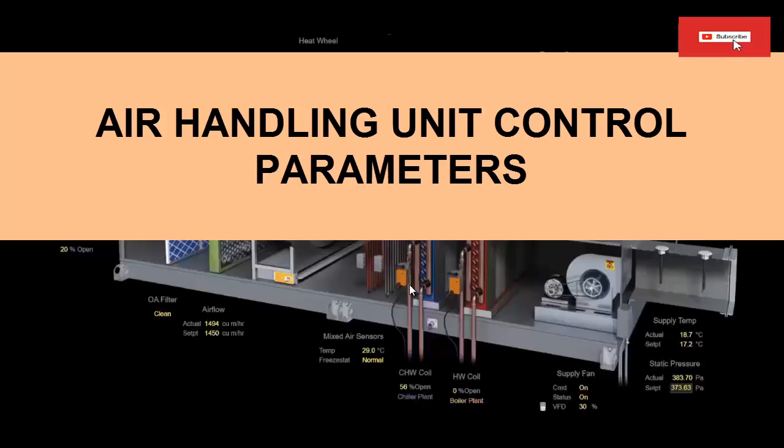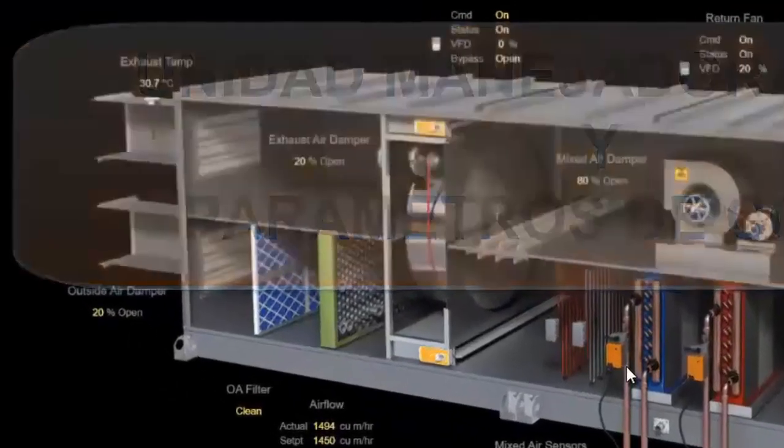In this video, prepared by Controller Empresario, we are going to analyze the control parameters that determine the operation of the air handling unit. First, we will understand how the air flows.